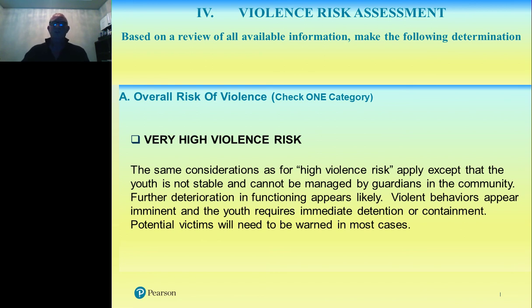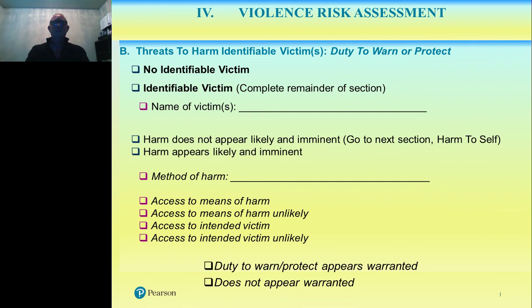Very high violence risk: the same considerations for high violence risk apply, except that the youth is not stable and cannot be managed by guardians in the community. Further deterioration of function appears likely, the violent behavior appears imminent, and the youth requires imminent detention or containment. Potential victims will need to be warned in most cases. So, depending on what you establish, if you're at high risk or very high risk, you then summarize this.